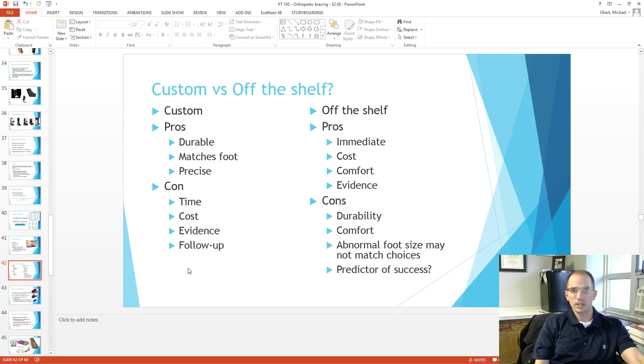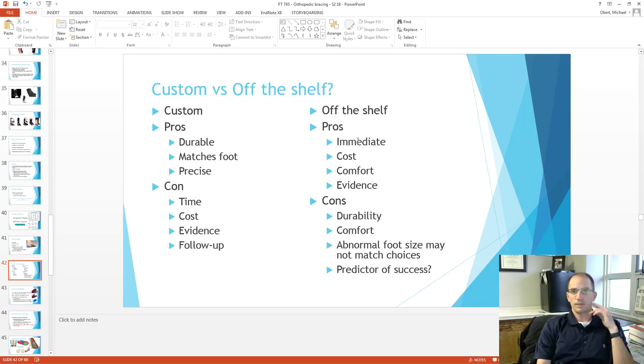I'll talk about the evidence here shortly. The other thing is that you have to do a follow-up. We have to make sure that they're fitting our patients. Okay, so we don't want any skin breakdown. We don't want to take stress off one area and put too much on another area. So we got to make sure that they're comfortable for our patients. We're not doing any more harm than good.